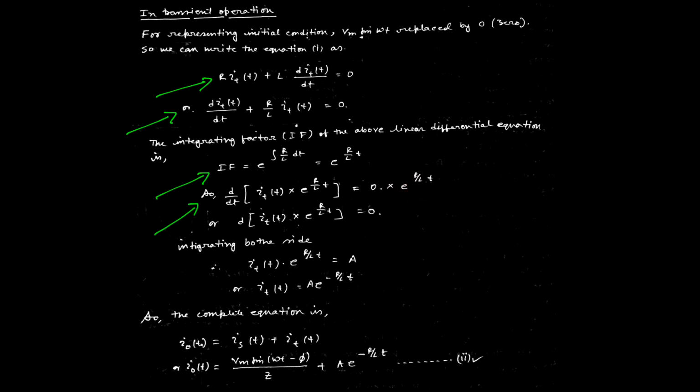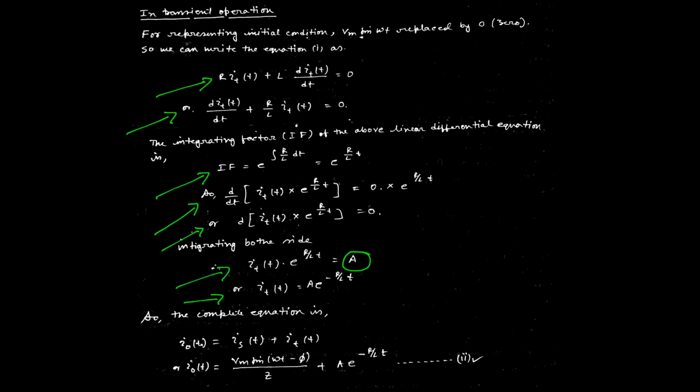After simplification, we can write the expression d of i_t into e to the power R by L t is equal to 0. Integrating both sides, we have i_t into e to the power R by L t is equal to A, an integral constant. That means we can simplify the equation: i_t equal to A into e to the power minus R by L t. Now we should find out this constant, and for that we should consider the boundary condition.